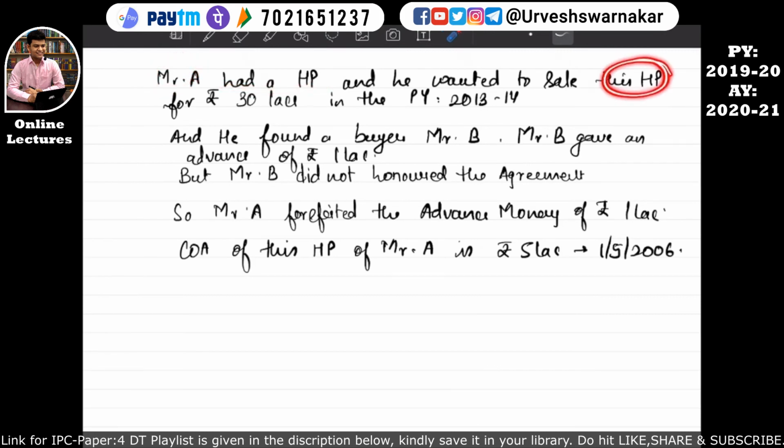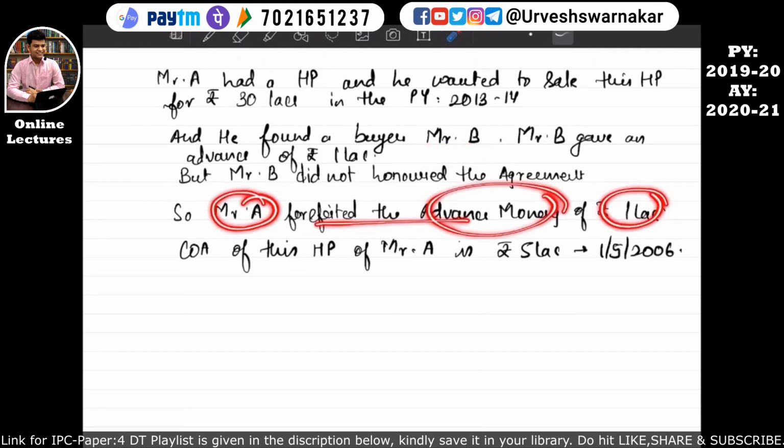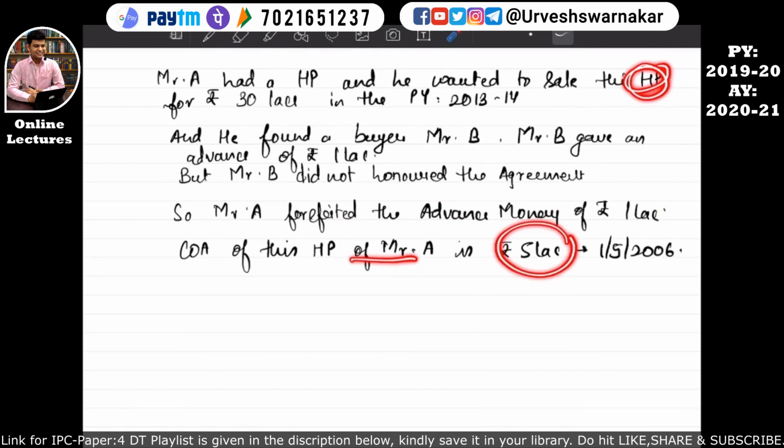He wanted to sell the house property for rupees 30 lakh in the previous year 13-14, and he found a buyer, Mr. B, and Mr. B gave an advance of rupees 1 lakh, but Mr. B did not honor the agreement. That means he did not pay the remaining balance of 29 lakhs. So Mr. A forfeited the advance money of rupees 1 lakh, and the cost of acquisition of this house property of Mr. A is rupees 5 lakh, and this house property was acquired on 1/5/2006.